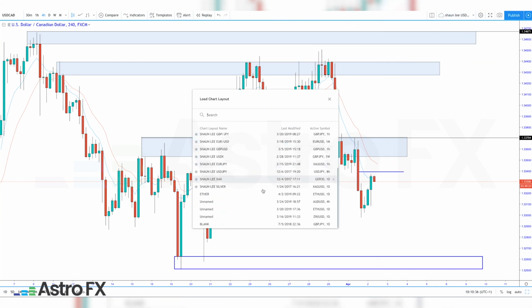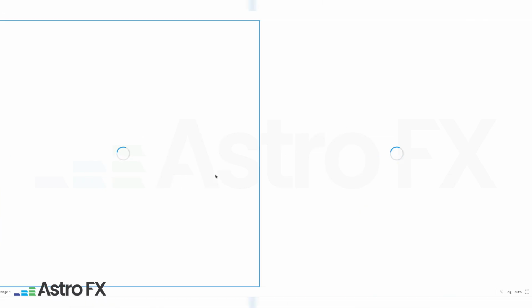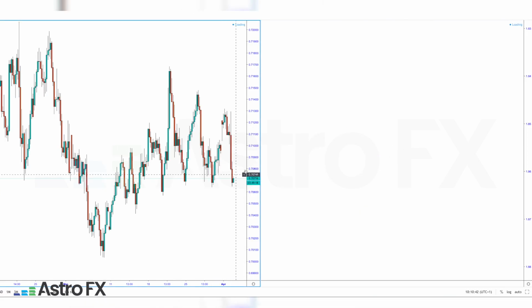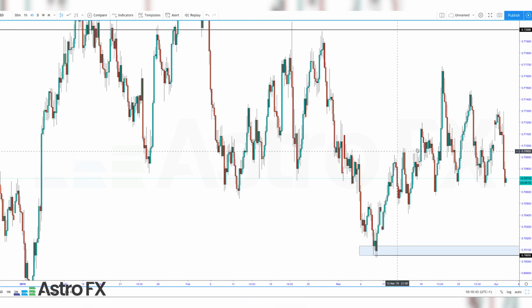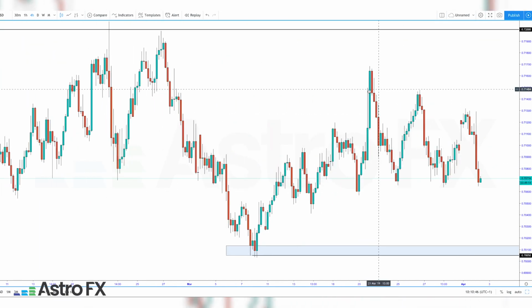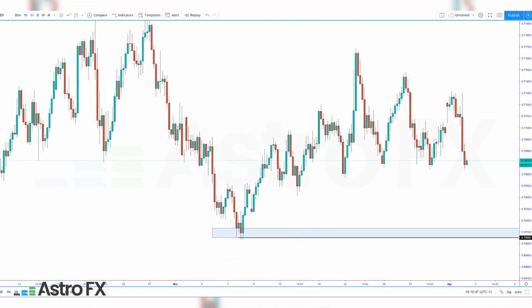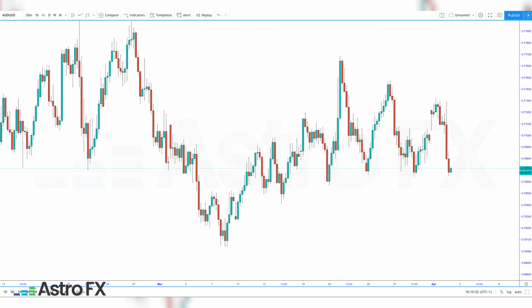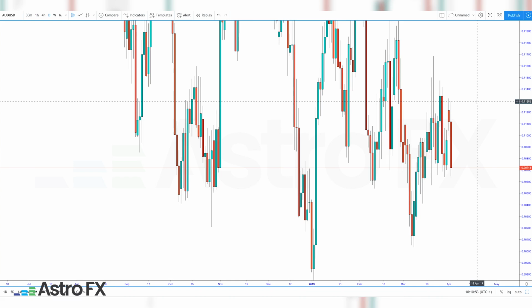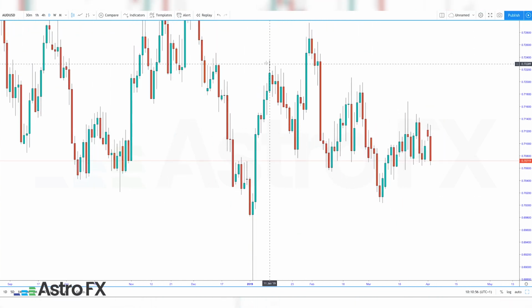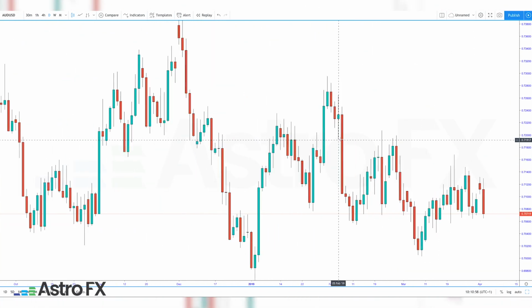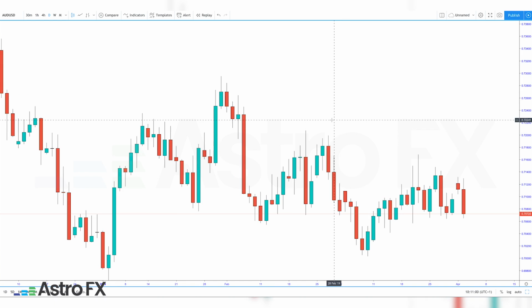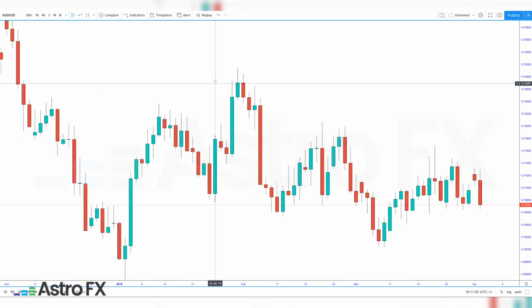If I just pull up a fresh chart, let's go with the Aussie dollar. Okay, Aussie. If I just go into tools, remove. Let's have a look at the daily for a second. Aussie has been a bit of a mess recently. Okay, so this formation called the 3-pin formation. There's one right here. 1, 2, 3.